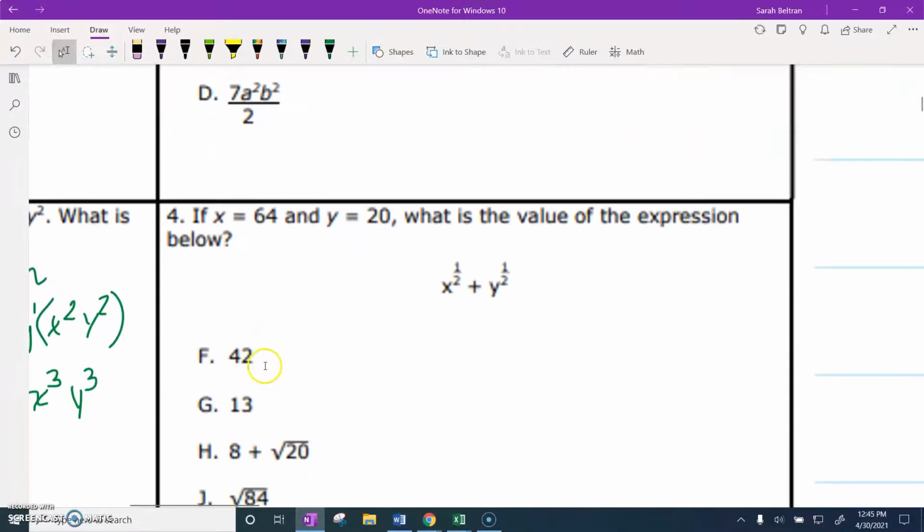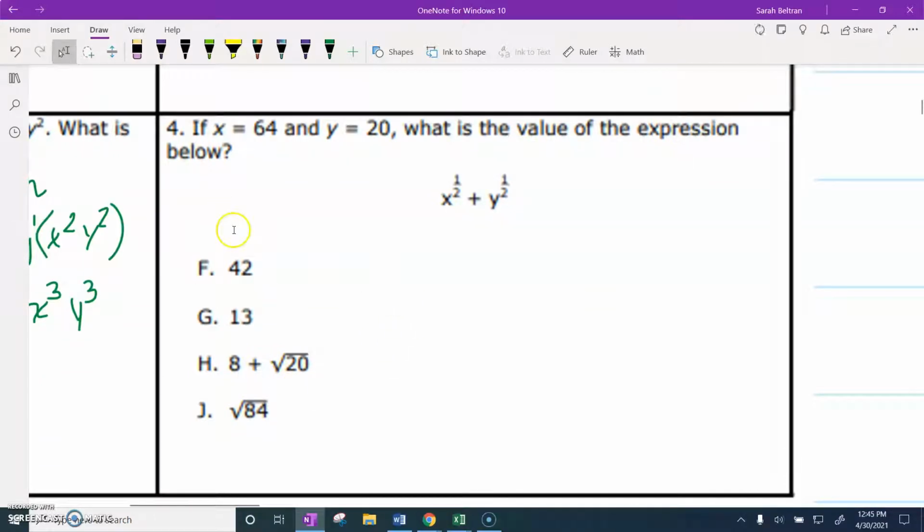My next warm-up problem says if x is 64 and y is equal to 20, what is the value of the expression below? So plug in x equals 64 for x and plug in 20 for y. Go ahead and try this.